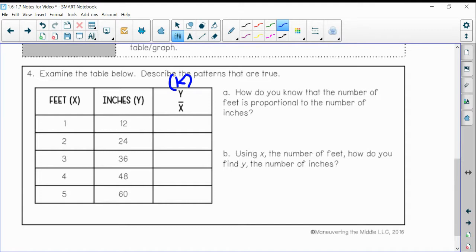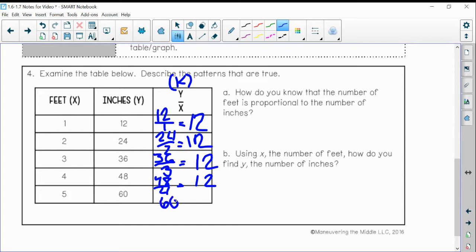So what I realized is, y over k, 12 over 1, 12 divided by 1 is 12. Okay, y over k, 24 over 2, 24 divided by 2 is also 12. Y over k, so 36 over 3, 36 divided by 3, also 12. Y over k, so 48 over 4, 48 divided by 4, also 12. 60 is y, k is 5. 60 divided by 5, also 12.